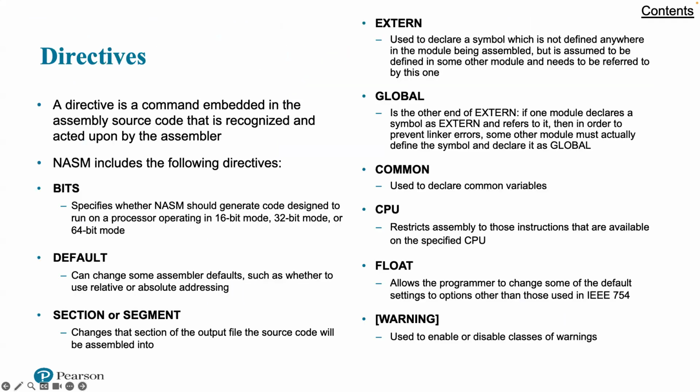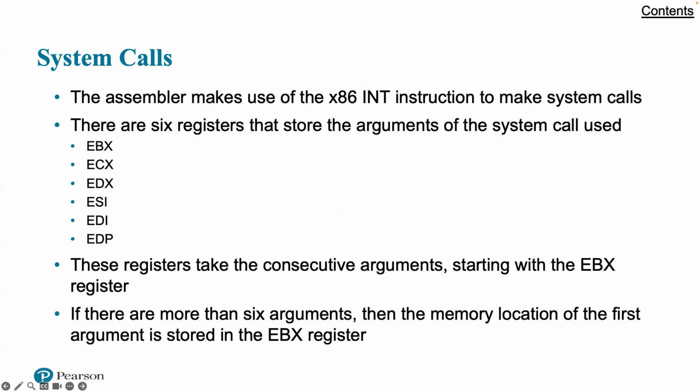There are directives. We've seen directives in our MARS MIPS emulator, syscall, noting a label that it's data or stuff like that. So those are some things that have a little bit of familiarity to you. The assembler makes use of the x86 int instruction to make system calls. ARM does it differently. You load a value into a certain register and then you do a syscall, and it looks into that register to figure out what you're going to do. There are a lot of different registers used in the x86 architecture.